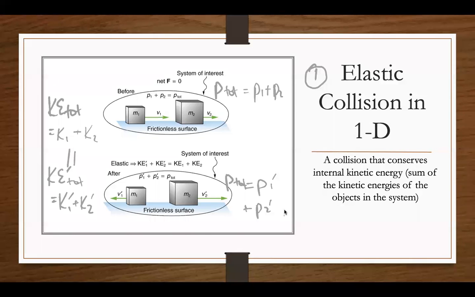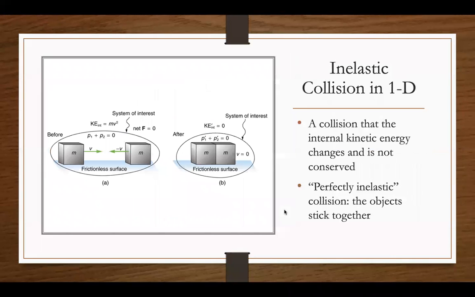Okay, so we just discussed elastic collisions. Now let me talk to you about the other type of collision, which is inelastic collisions. Again, we're going to look at this in one dimension. Now we have two blocks yet again, but this time they are the same mass, and they are moving towards each other.